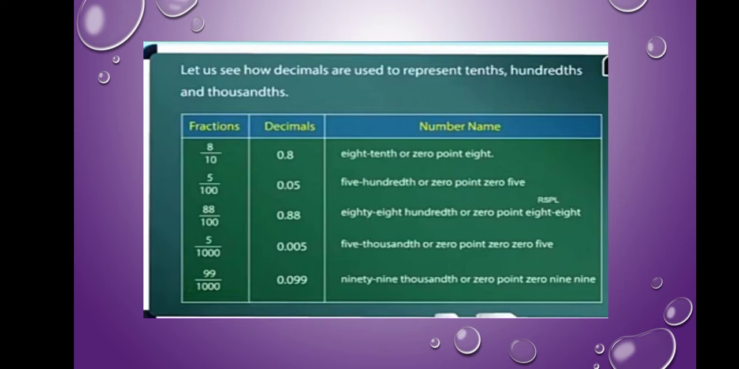Then 99 by 1000. How do we write this in decimal form? That is 0.099, 99/1000th or 0.099. I hope it is clear to you, children.